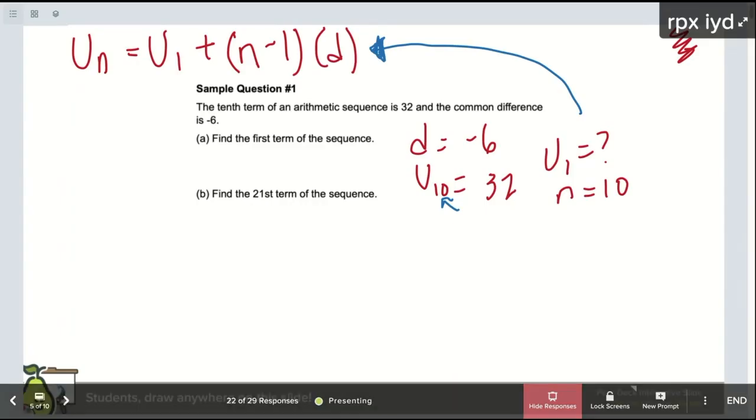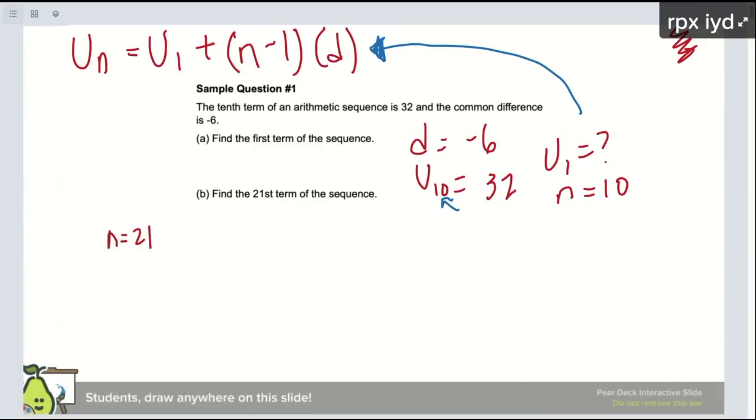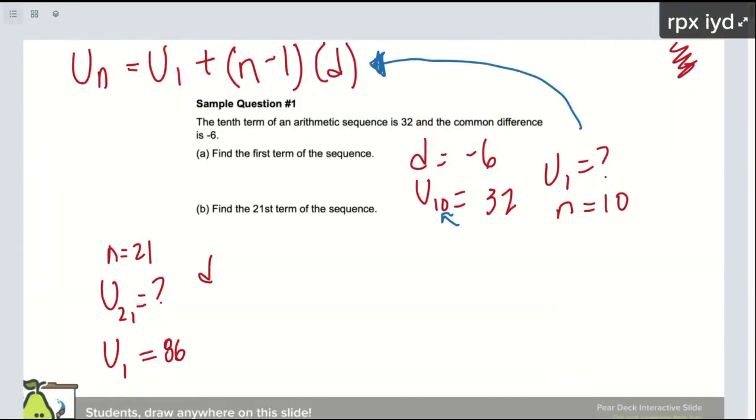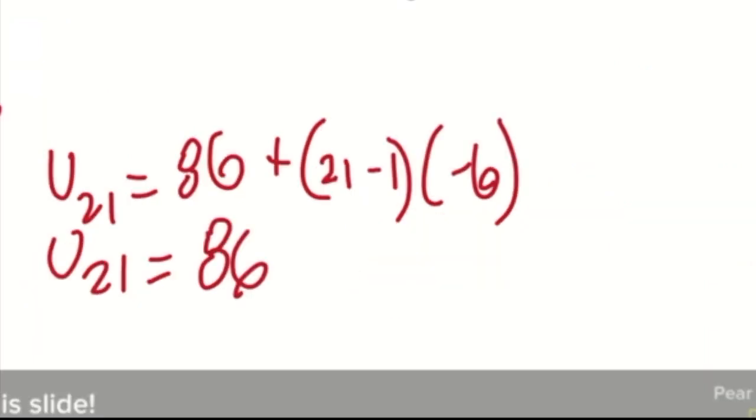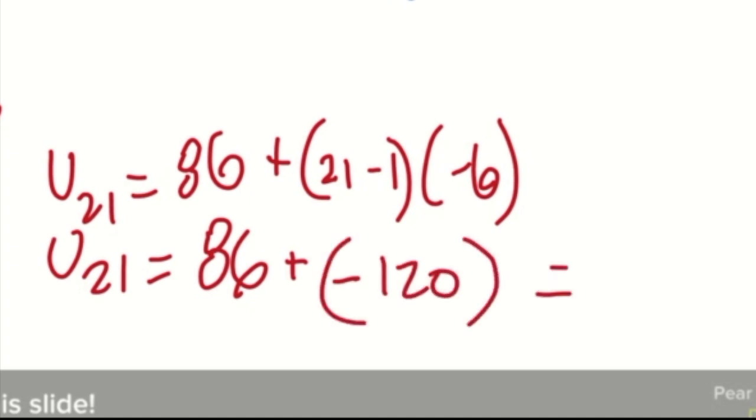So the 21st term, so we know n equals 21. We're looking for U21. So we know U1, what did we get for U1? We got 86. Difference is -6. So we'll just say U21 equals 86 plus 21 minus 1 times -6, and that'll give us our answer. U21 equals 86 plus -120, and that will equal -34.